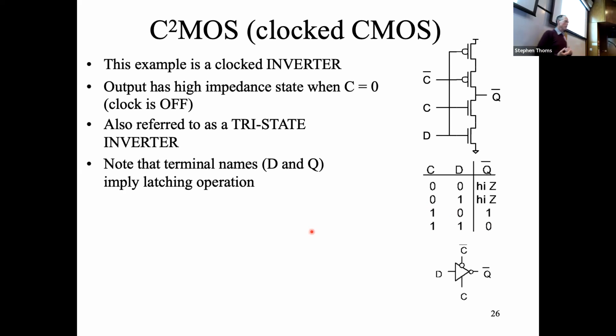So sometimes referred to as a tri-state inverter because it's got 3 states now. It can invert, so either get output of 0, 1, or high impedance. And if you're looking at the names of the terminals D and Q, it should possibly remind you of a latch, and this device indeed has a latching operation.